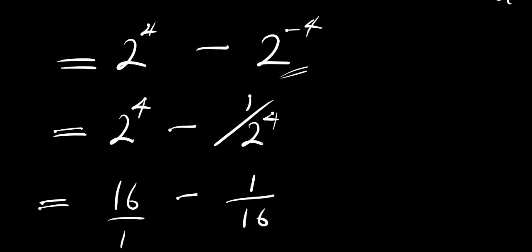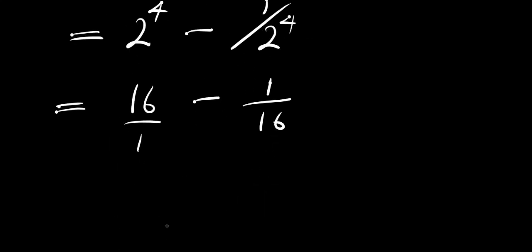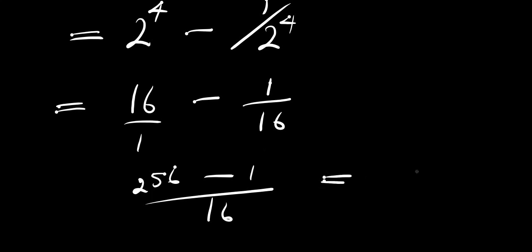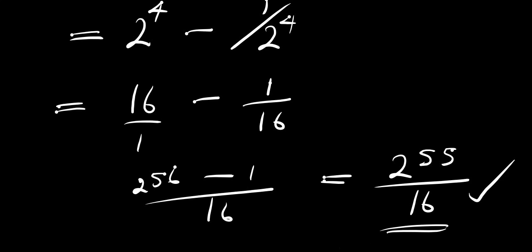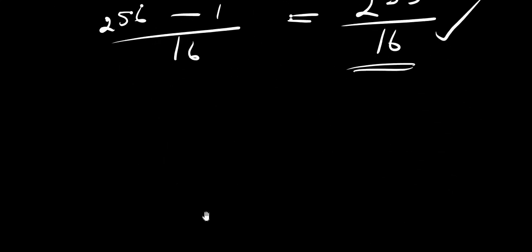is over 1. So if we find a common LCM, which is 16, 16 divided by 1 is 16, 16 times 16, we have 256 minus 16 divided by 16, 1. 1 times 1, we have 1. So this will give us 255 divided by 16. This is one method. Now let's take the second method.